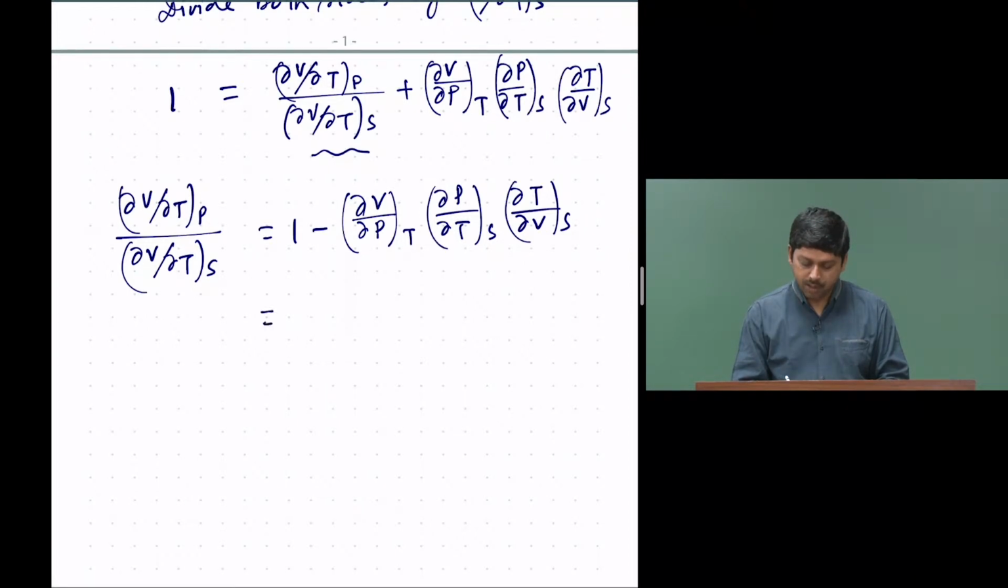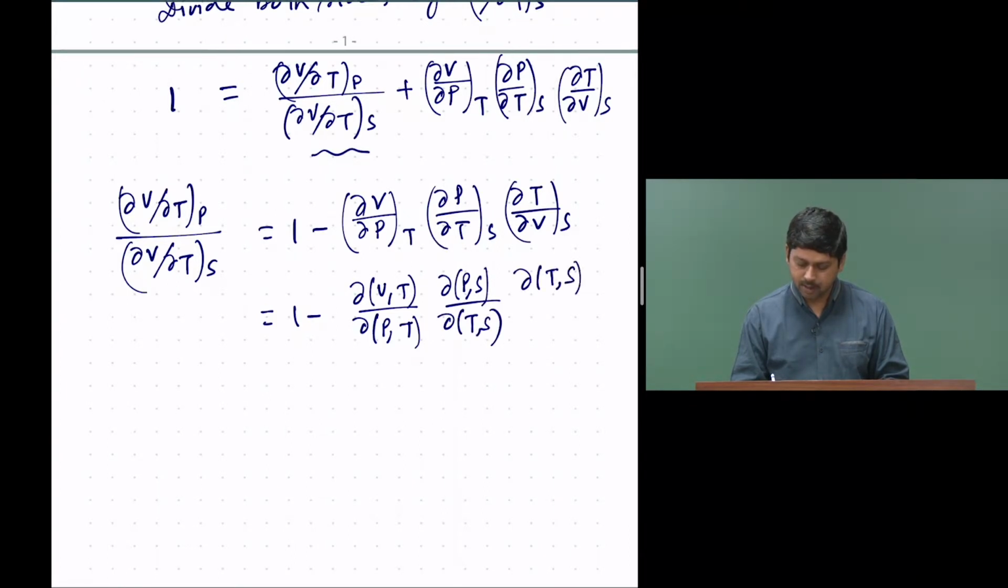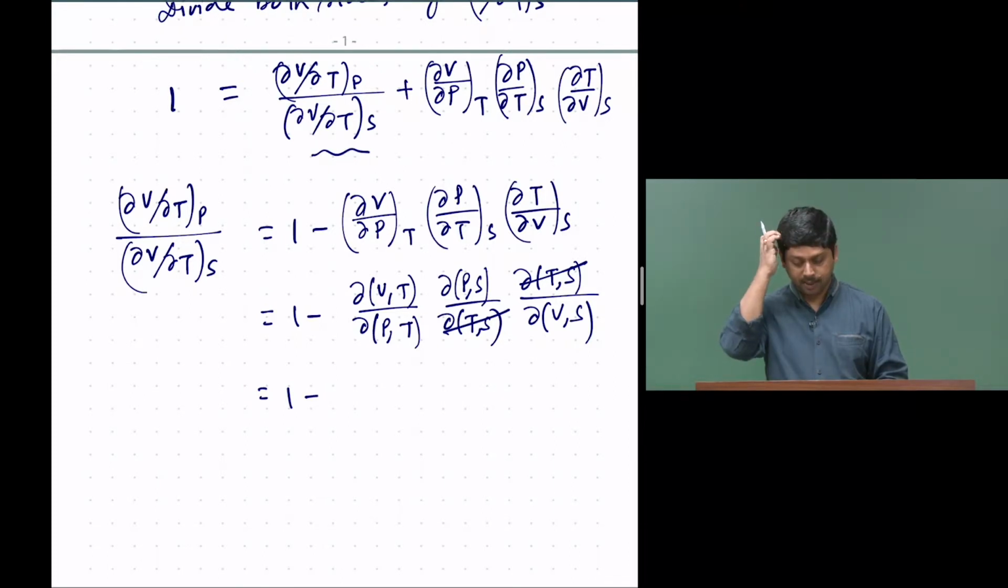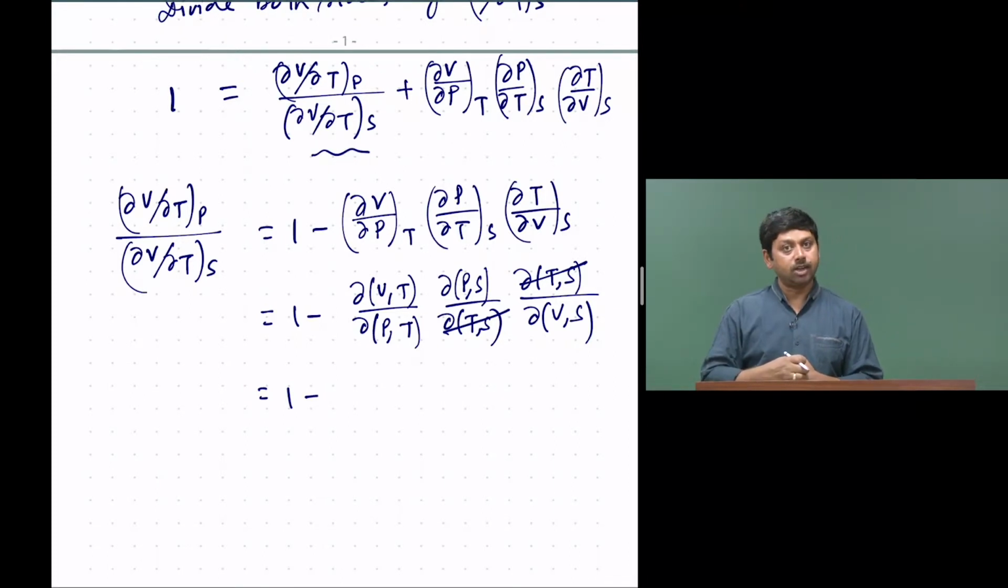Okay. So, now we need the help of Jacobian and we can write all that in Jacobian terms. So, the first will give us del(V,T) by del(P,T). The second one will give us del(P,S) by del(T,S). The third one will give us del(T,S) by del(V,S). Now, you see this (T,S) and this (T,S) will cancel each other and we can write 1 minus, and remember we have to get Cp and Cv. So, Cp and Cv are del S by del T at constant P and del S by del T at constant V.